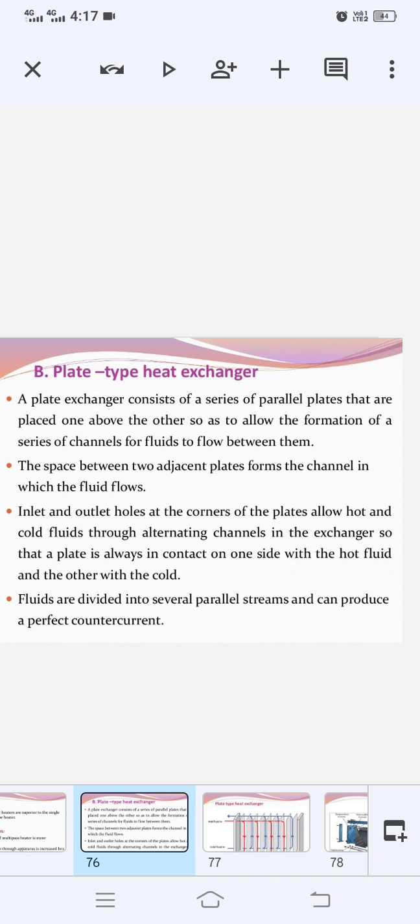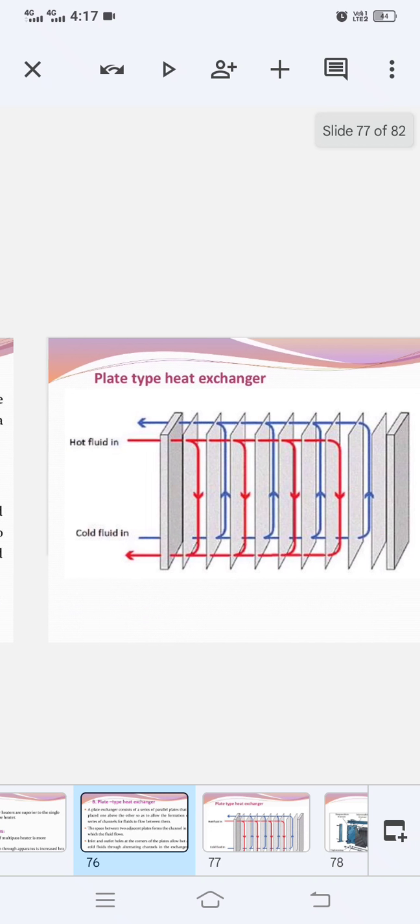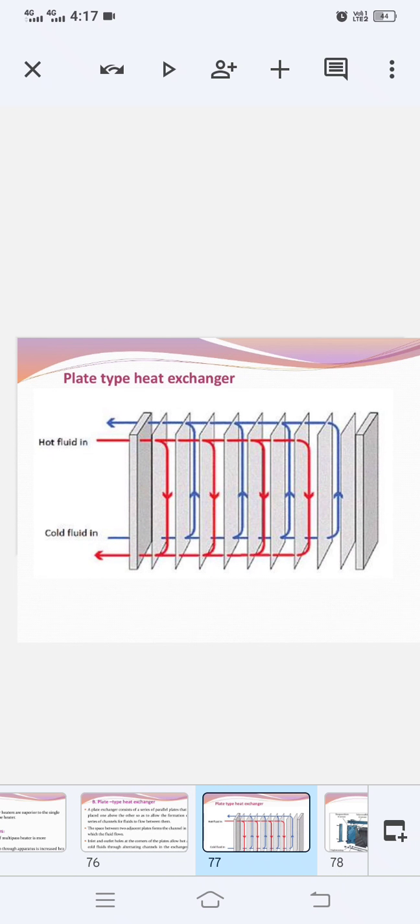The inlet and outlet holes at the corners of the plates allow hot and cold fluids through the alternating channels in the exchanger, so that a plate is always in contact on one side with the hot fluid. Like you can see in this, a series of plates is placed over one another. Hot fluid is entering the chamber in red color and blue color is for the cold fluid. So this will be the flow of hot and cold fluids.